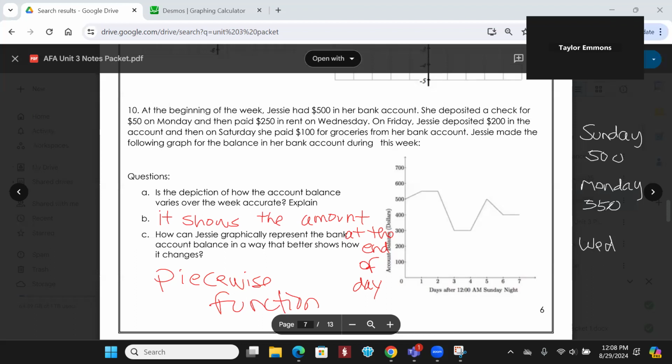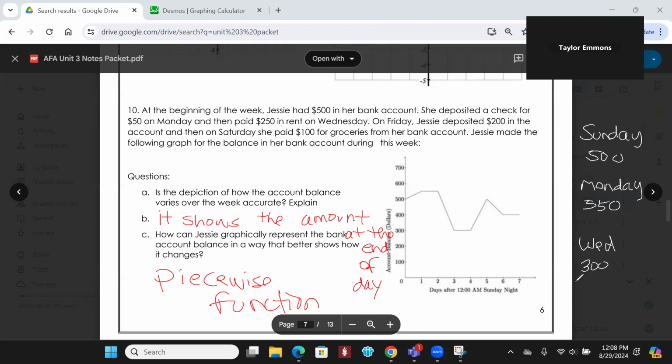Okay, so we went from 550 down by 250. So how much is that? Calculators are a thing. 550 minus 250. What's that give me? There you go. Okay.